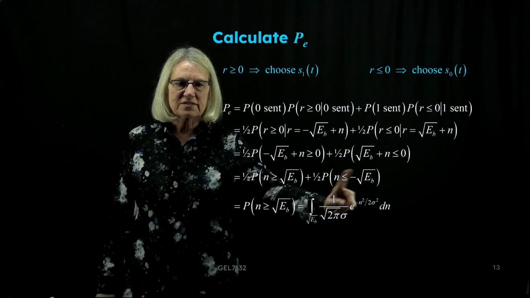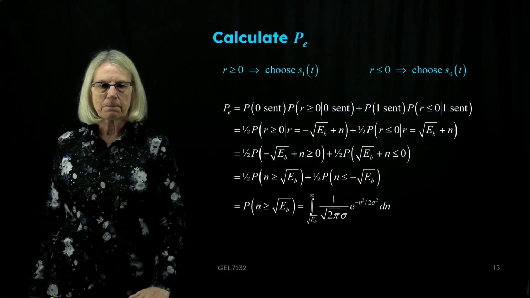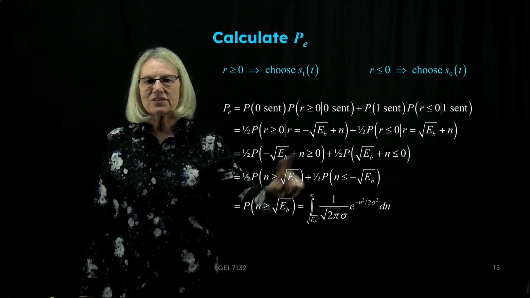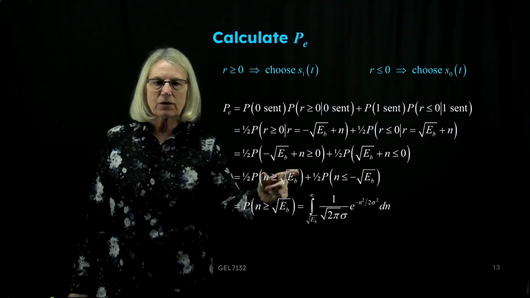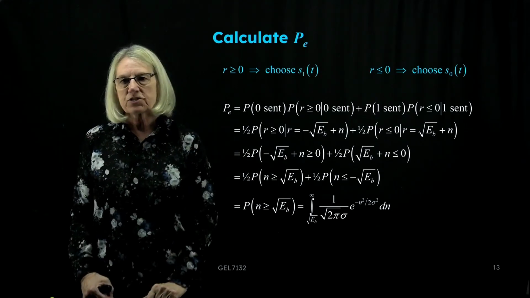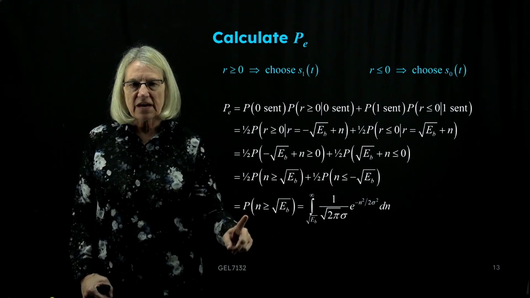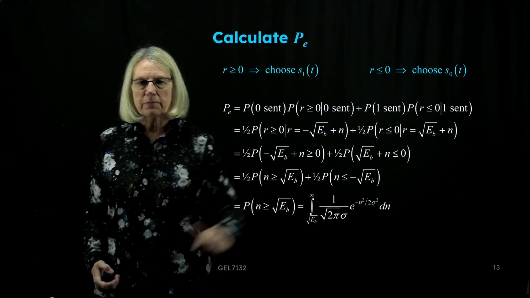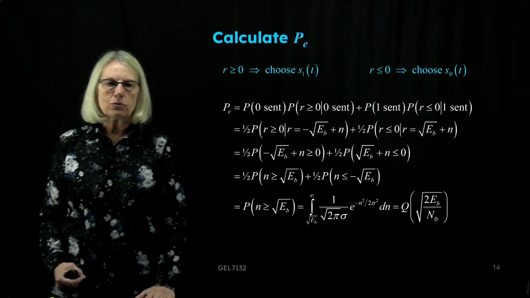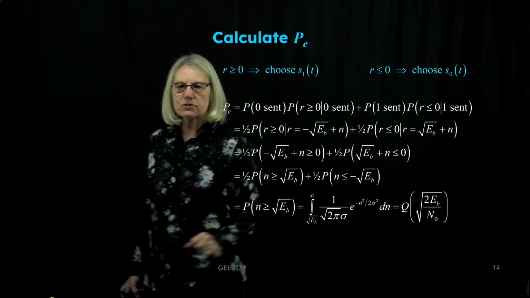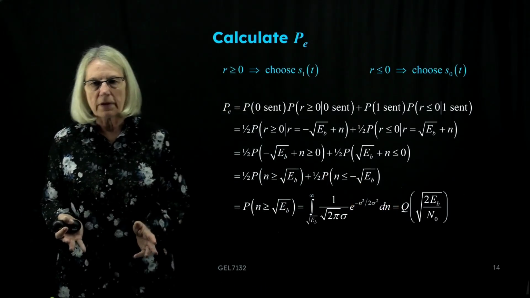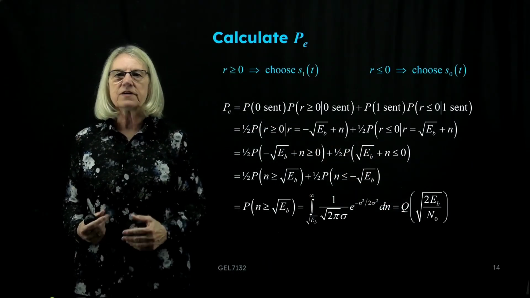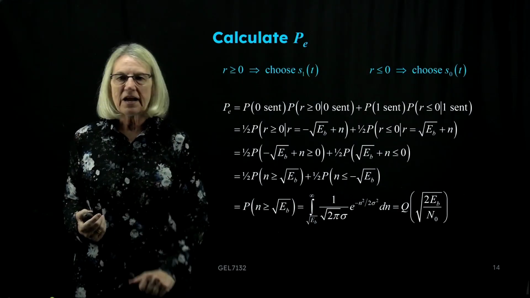And in this case, the noise was less than a negative value. Of course, the noise could be positive or negative. So by the symmetry of the Gaussian distribution, these two probabilities are equal, and it just comes out to the probability that N is greater than the square root of EB. Again, this is that probability integral, which I will use the Q function to write in a more compact form.